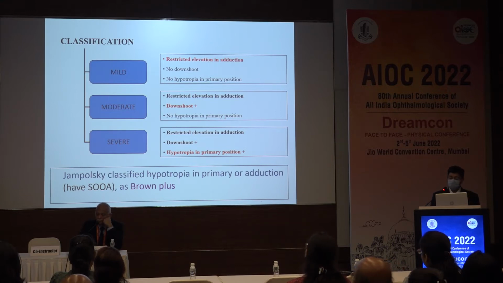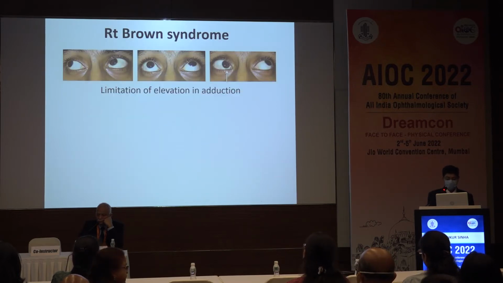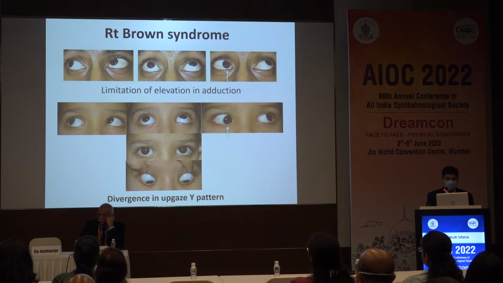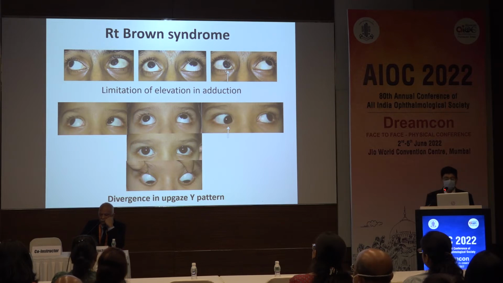Jampolsky also added a Brown's plus in which you could have a superior oblique overaction also, so you would have significant hypotropia in adduction and depression. So here you can see in this patient, there is a limitation of elevation. Here is not so significant, a significant limitation of elevation and adduction. Along with that, what you would be seeing is a kind of Y pattern. So as the eye goes up, if you significantly attempt to elevate it, the eye kind of swings out like a Y pattern. So that's where the discrepancy starts.